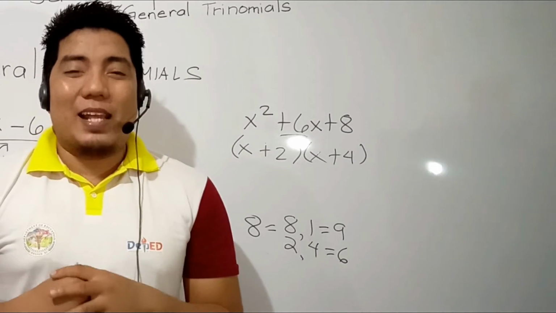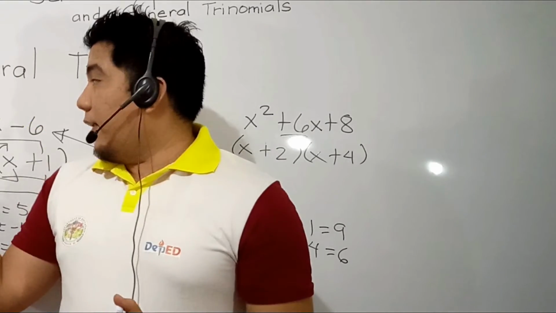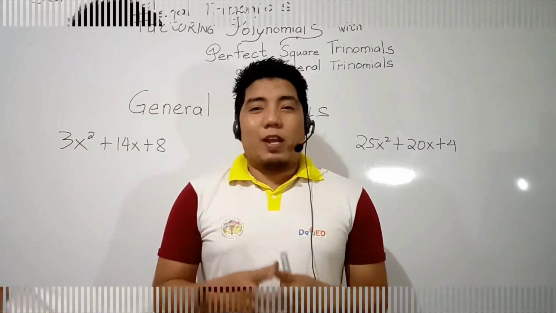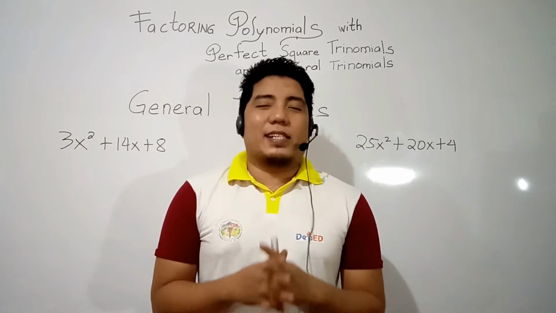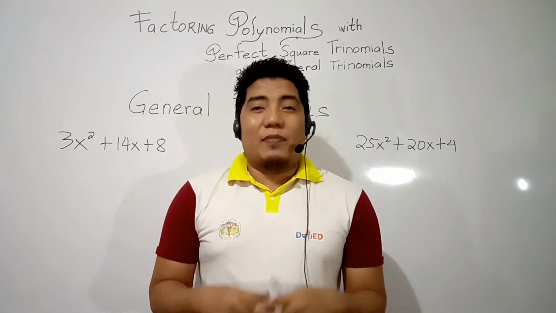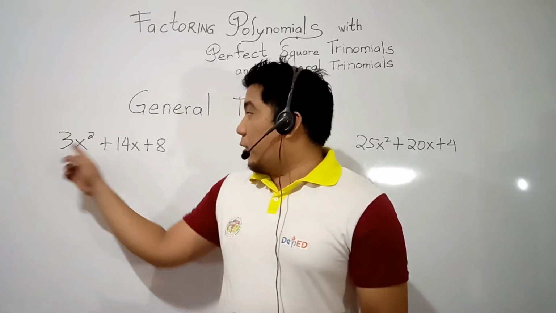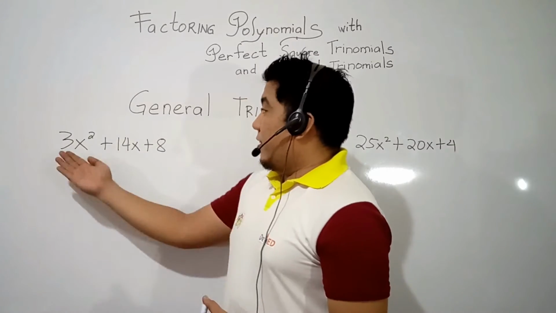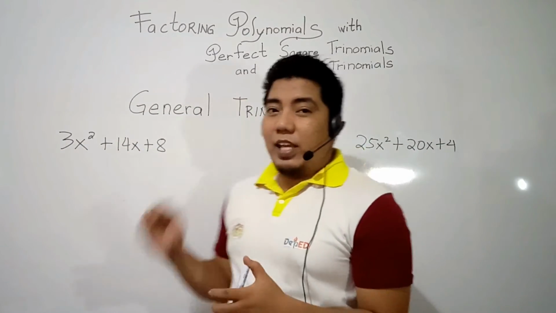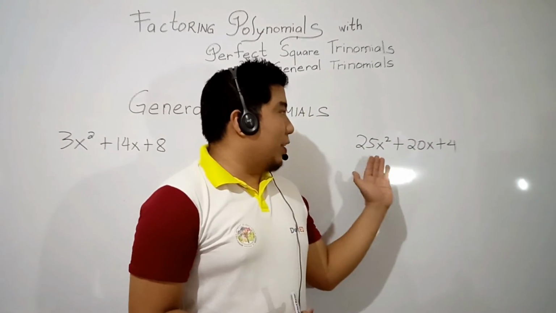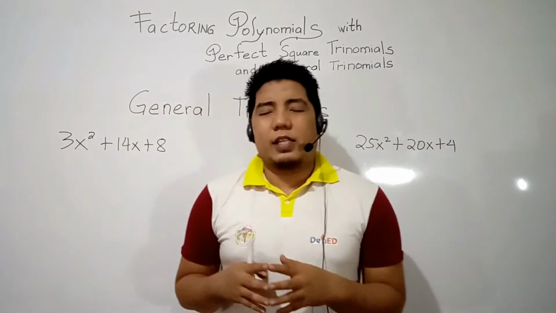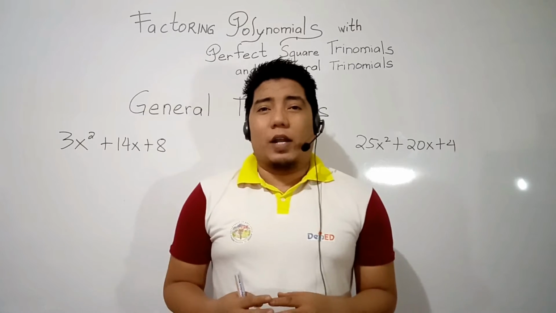Okay, now let us go. What if our leading coefficient for the trinomial is higher than 1? And now, math learners, we are here to our final examples in which we have a leading coefficient that is greater than 1. Okay, the first example is 3x squared plus 14x plus 8. The second example is 25x squared plus 20x plus 4. Now, the question is, how do we factor this one?